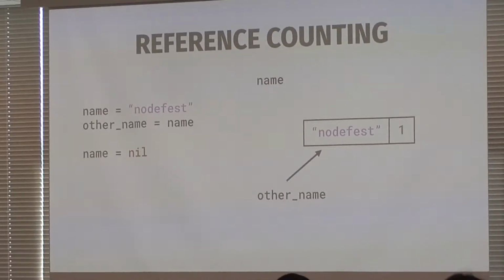Now I get rid of them by making them nil or null, I guess, as you JavaScript types would call it. And other name is also now nil. Nothing points to nodefest anymore, so we can get rid of it. And this is a nice way of doing it because it's pretty fast. You don't have to stop your program and go through everything. You can just get rid of whatever you don't need anymore as soon as you don't need it anymore.